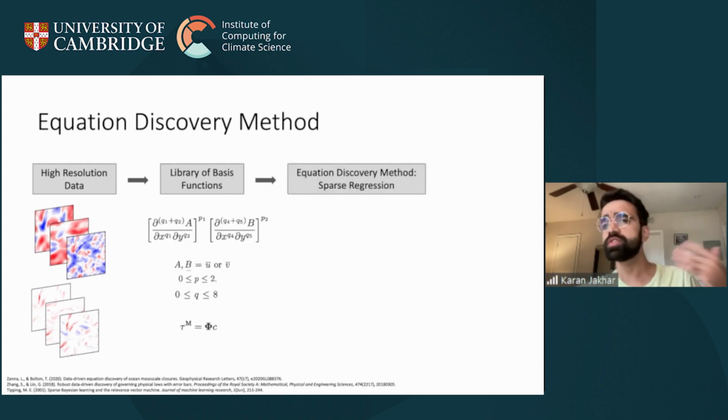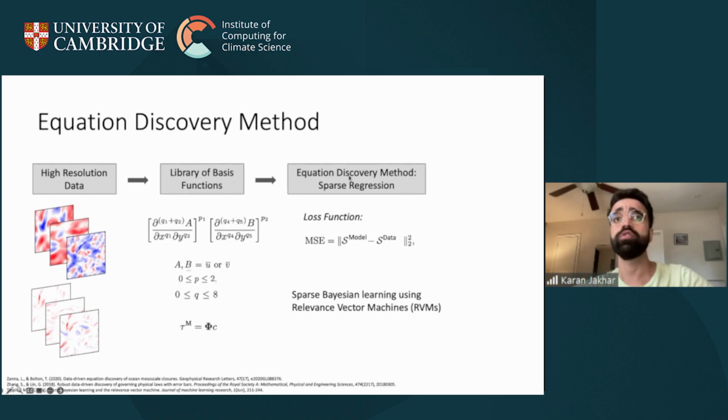So we use the equation discovery algorithm, which introduces sparsity. The equation discovery algorithm I use is relevance vector machine, used by Laura and Zanna in their work to discover mesoscale parametrization in 2020. And this lets us end up with a very small number of terms as our parameterization. So we can eventually get our subgrid term as a function of resolved flow variables with a very small number of terms.